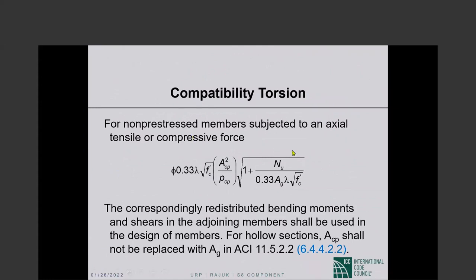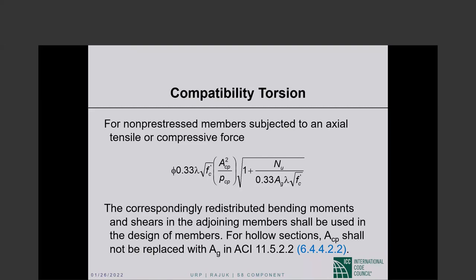If it is a non-prestressed member with axial tension or compression applied, then this is the expression for cracking torque, as we have seen before. The correspondingly redistributed bending moments and shears in the adjoining members shall be used in the design of those members. Again, for hollow sections, in these computations, A sub Cp shall not be replaced with A sub G.